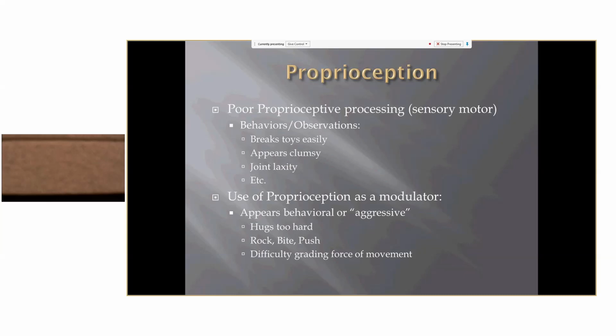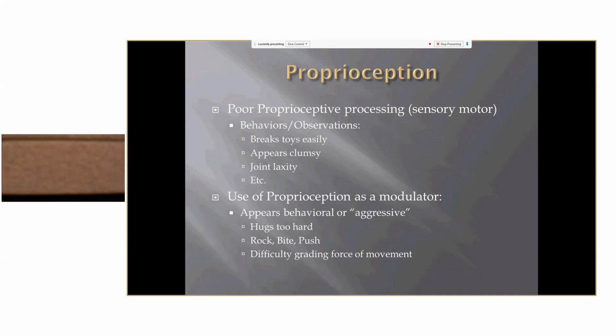So then poor proprioception we have, and this a lot of times goes hand in hand with the tactile discrimination and then also even the vestibular. It's rarely just one of these, but it's good to know what you're looking for so that you can decipher a little bit more what direction to go with treatment. So these kids will break toys easily. Again, they appear clumsy and then might have joint laxity. They tend to have low muscle tone, poor co-contraction. Again, we'll talk about some of the skilled observations with those kids that we can look at a little bit later. And then use of proprioception as a modulator.